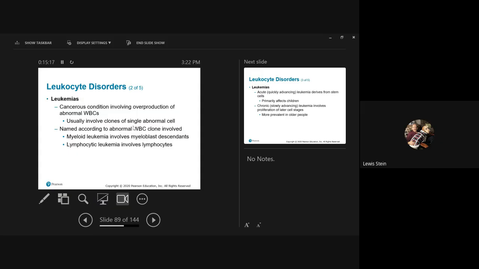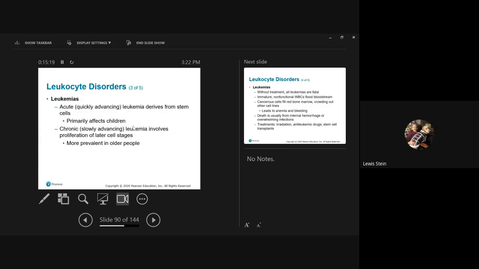I'm not going to go into the idea if that's the cancer, etc. Acute, primarily children, bad prognosis. Chronic, older, better prognosis.